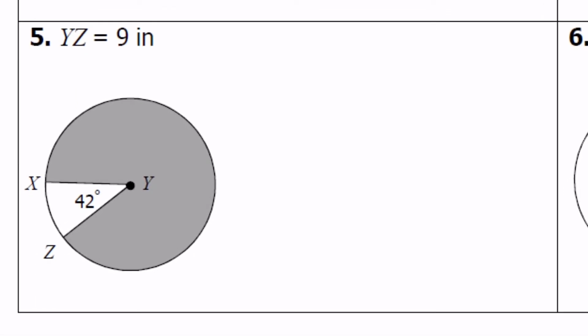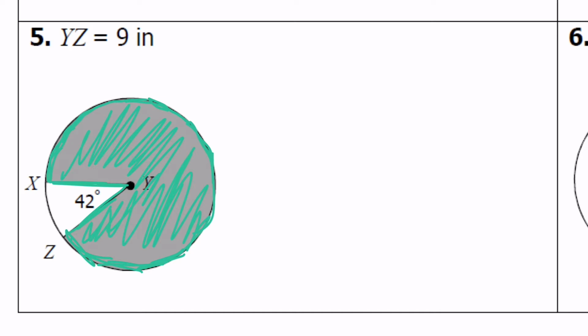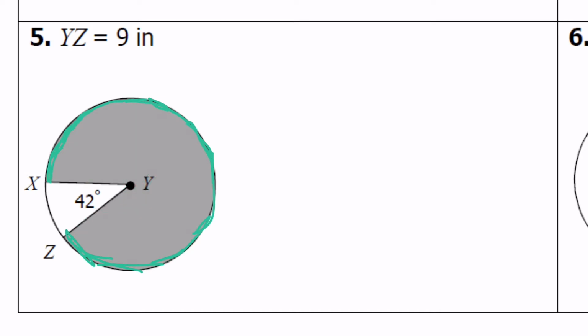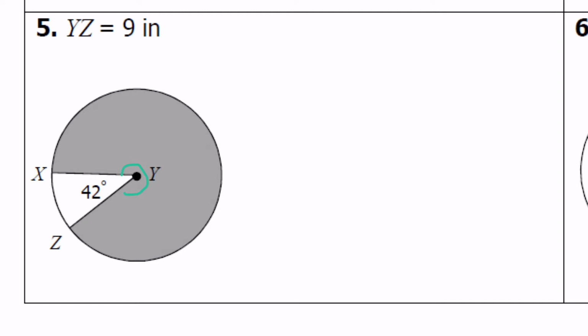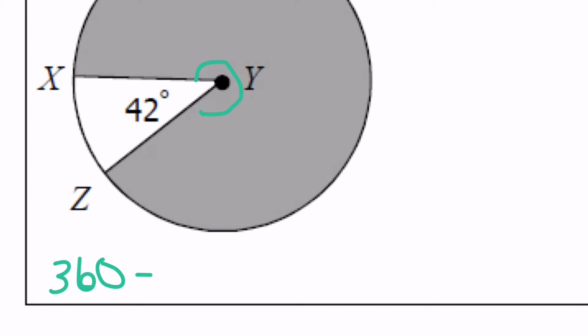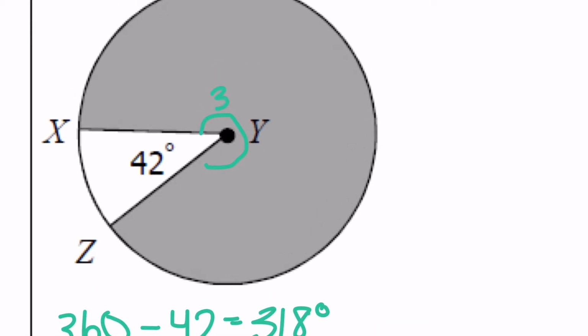Notice how instead of being given the angle of my arc, the angle of my arc is all this whole thing right here. I can draw it in here, because my sector is everything that's in gray. So I'm trying to find the area of all of this. If you can remember, the degree of a circle is 360 degrees. So to find the degree of this arc, we would take 360 minus 42, and that's going to leave us 318 degrees.